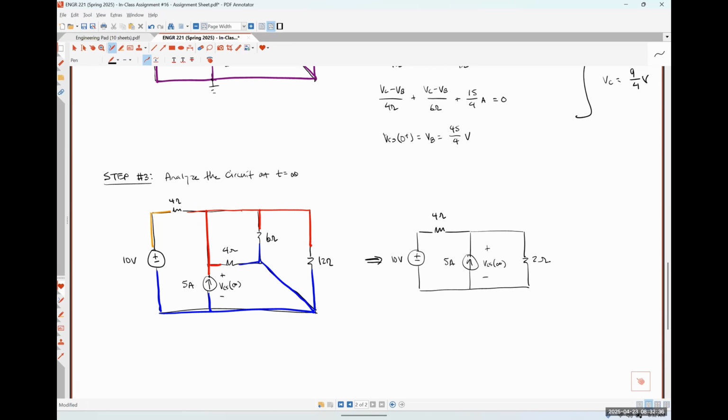Correct. So let me just make a little note of that. So that is 4 ohms in parallel with 6 ohms in parallel with 12 ohms. 12 in parallel with 6, I believe, is 4 ohms because 72 over 18 is 4, and then 4 in parallel with 4 is indeed 2. If my mental math is working today.